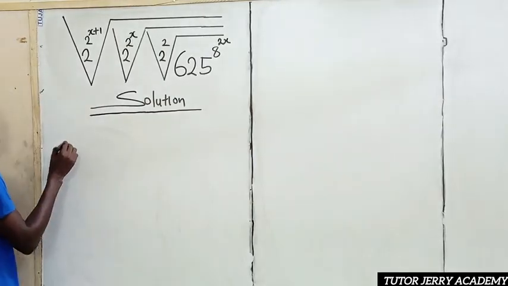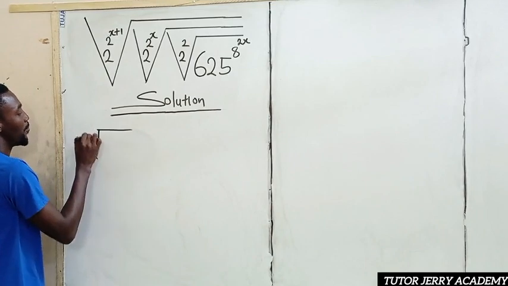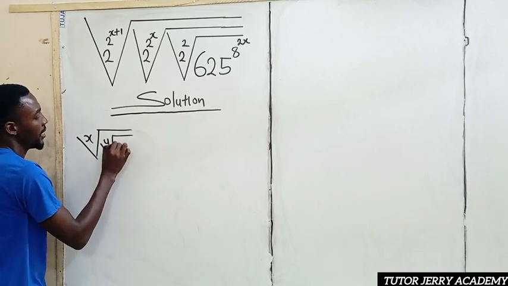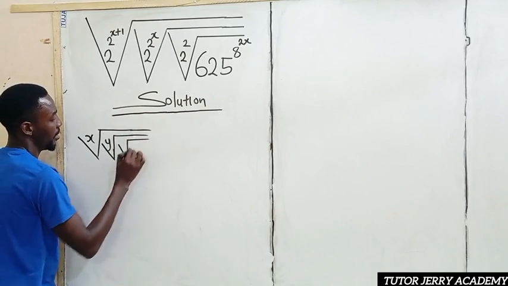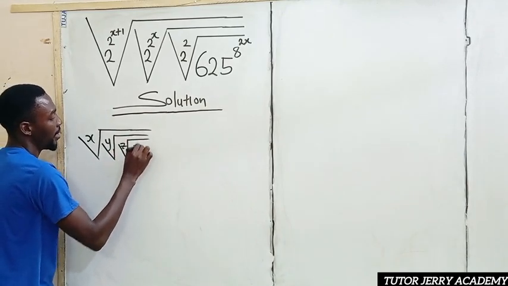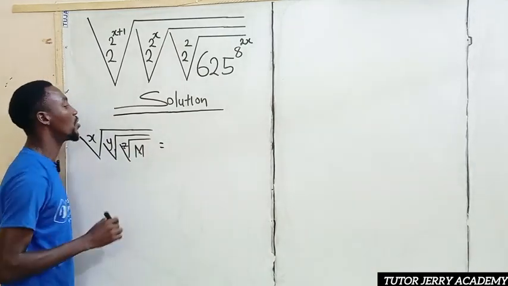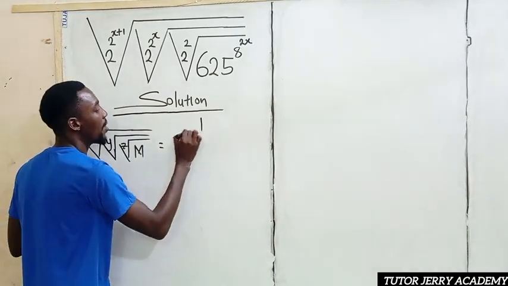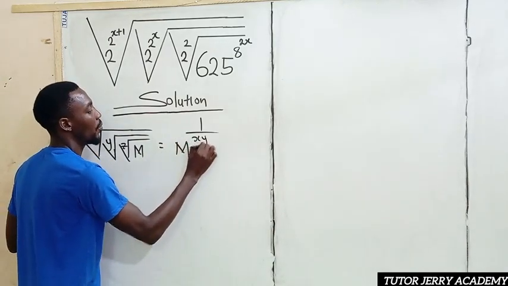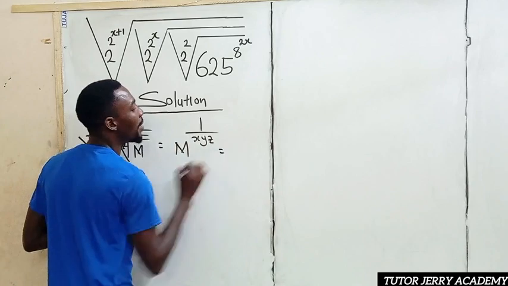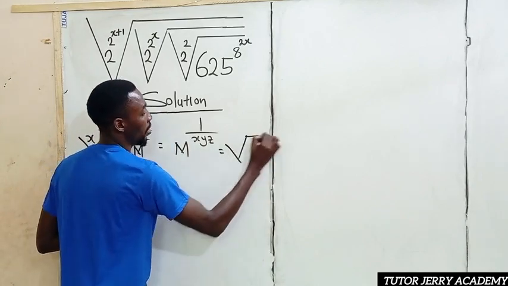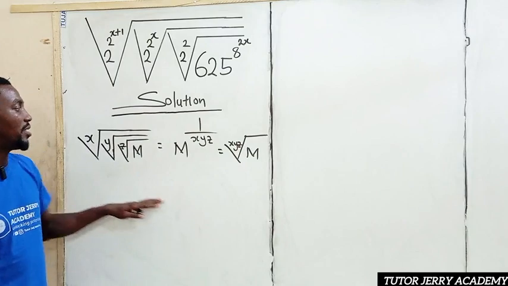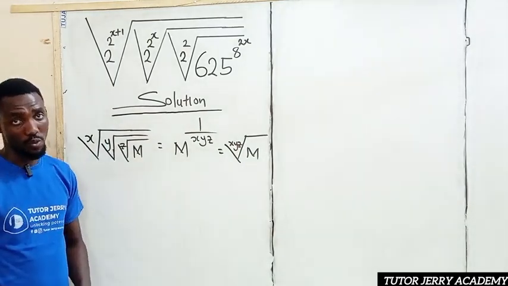So if we have the square root of x, y, z, and let's say we have m inside, this will be equal to m to the power of 1 all over x, y, z, and this can further be written as the square root of x, y, and z. So this is what we are going to use to resolve this question.